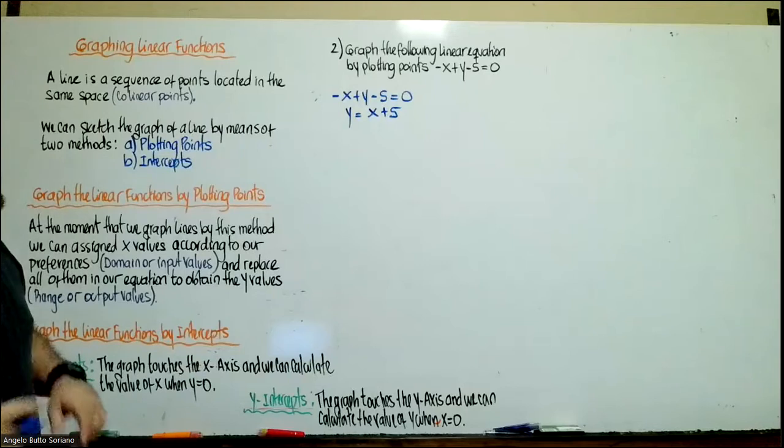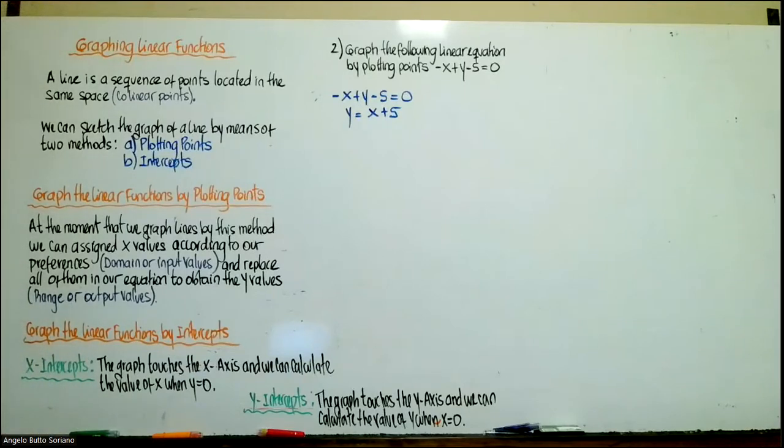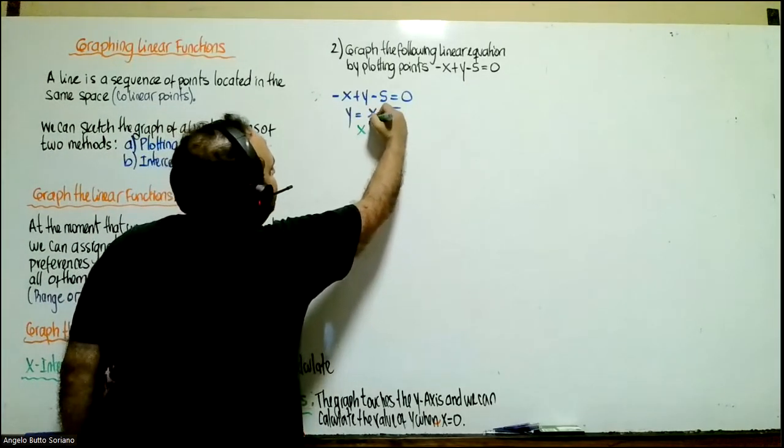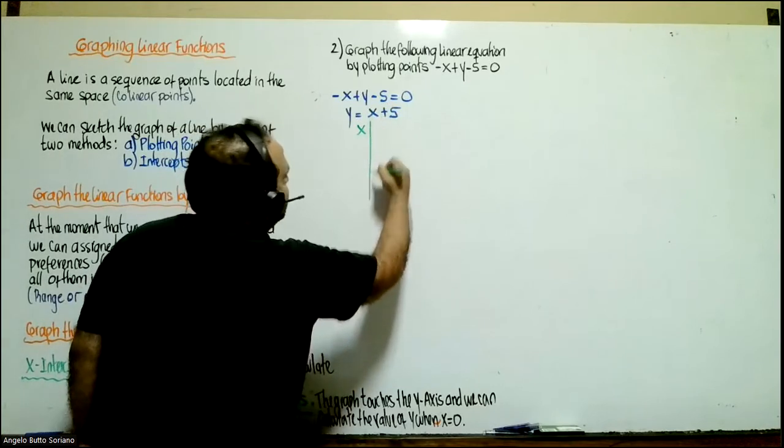Okay? And every time that we solve for y, always make sure to write the term that has the x variable first. This is the slope-intercept form of the equation when we solve it for y, because there's nothing more than that. Now it's time to create the table of values. I mean, we can create the table with x and y.